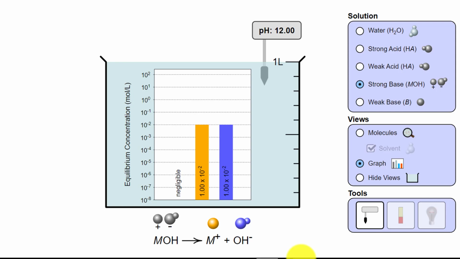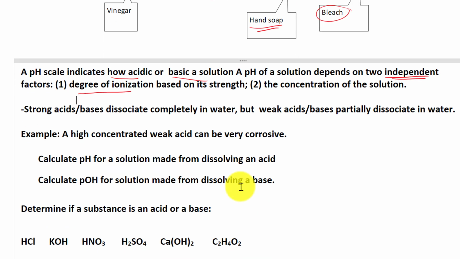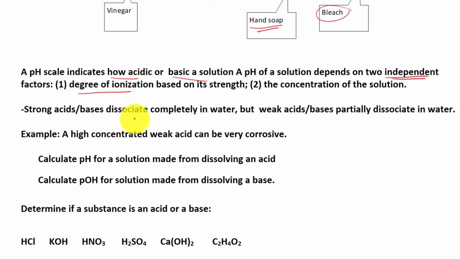Okay, a strong base or acid completely dissociates, whereas a weak base or acid dissociates partially, and I mean partially. A very small amount of it will dissociate in the solvent, in this case, water. So as I mentioned before, strong acids and bases dissociate completely, meaning 100% in water. But weak bases or acids dissociate only partially, only very small percentages, in water.